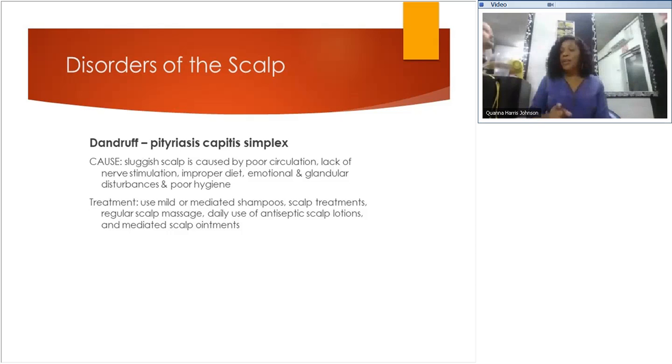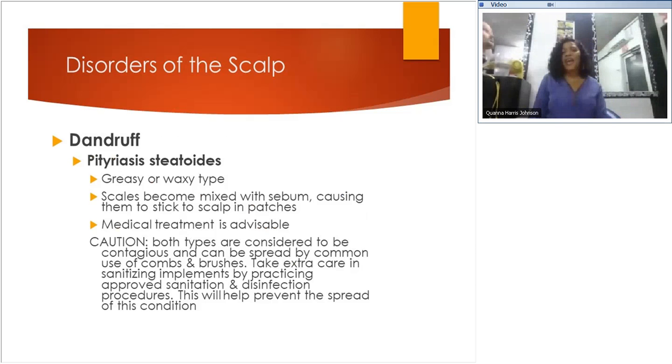And remember, dandruff is also caused by a bacteria. Remember that. The bacteria that is present on your scalp, we call it by the name of Malassezia, helps to cause dandruff. The next type of dandruff is called pityriasis steatoides. Now this is the greasy type of dandruff.